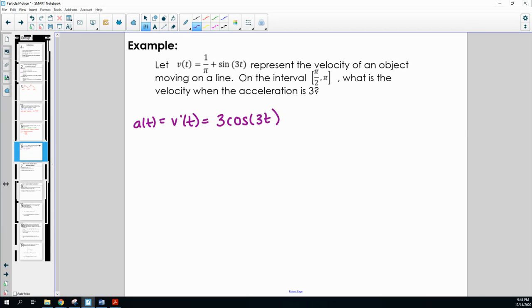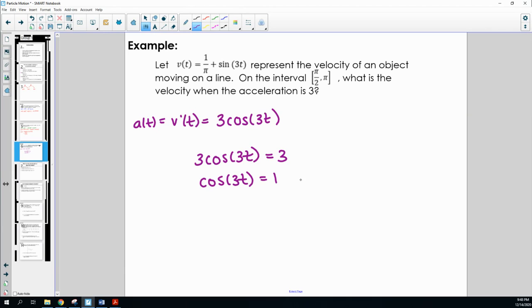So I want to find the velocity when the acceleration is 3. So I need to solve for the t value when the acceleration is 3. So I'm going to do 3 cosine of 3t, so that's my acceleration. And when does that equal 3? I can divide by 3, so I get cosine of 3t is equal to 1. So I need to figure out the cosine of what is equal to 1. So for the 3t that's inside, the only time I can get 1 is any iteration of 0 and 2 pi.